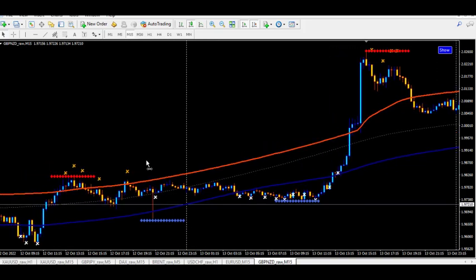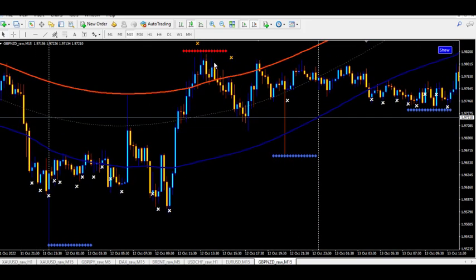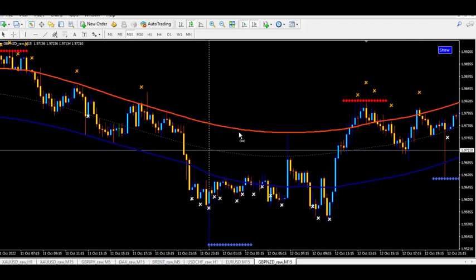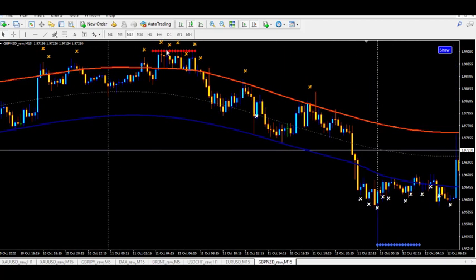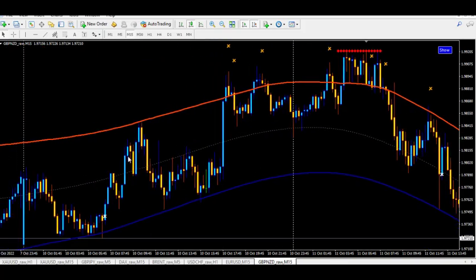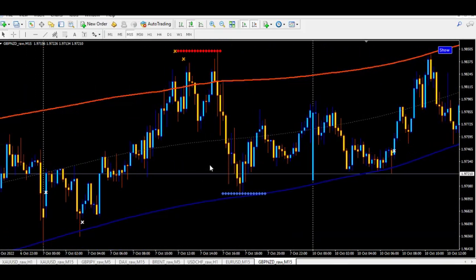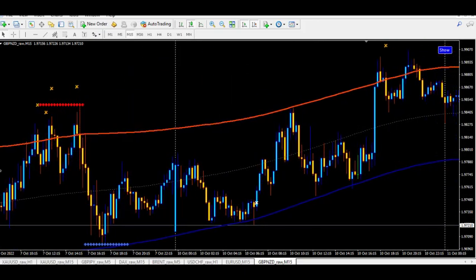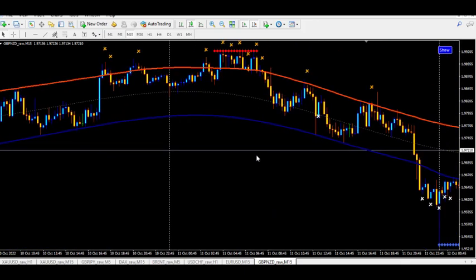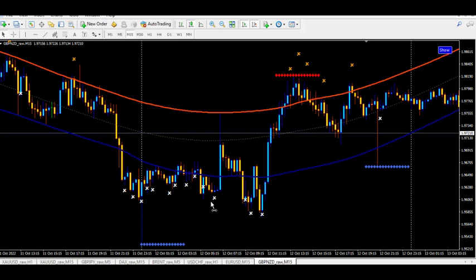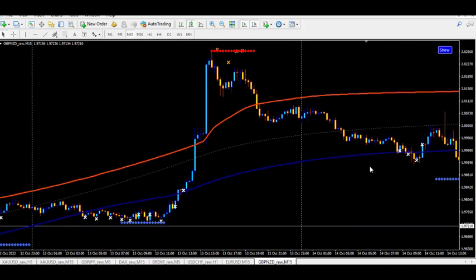This is okay. It gave us a good setup and eliminates all the noise. Use 240 minutes for fractal. As you can see, it gave us a good setting, good strategy. So this is how to use this particular strategy. It is simple and anyone can use it.